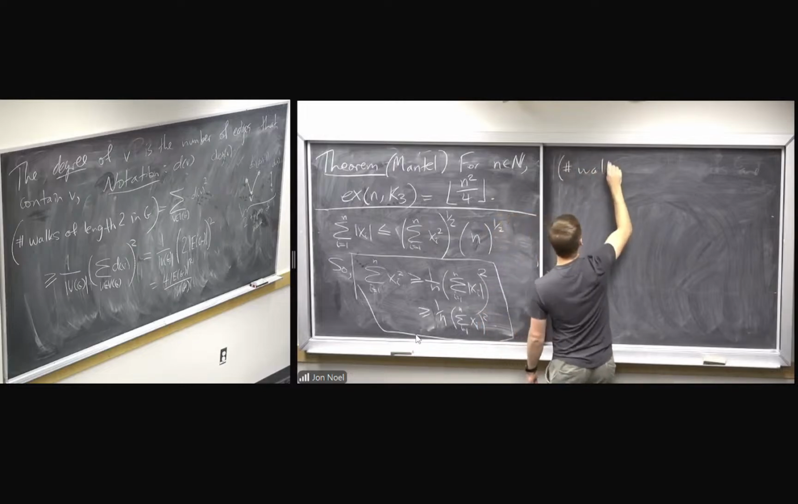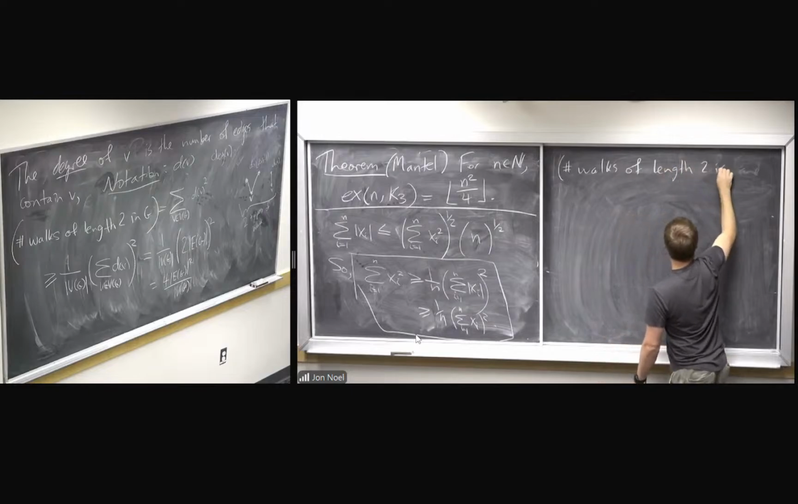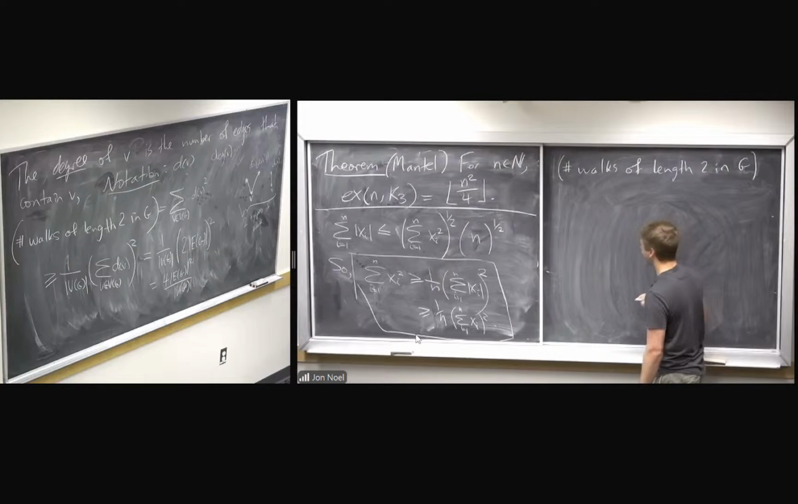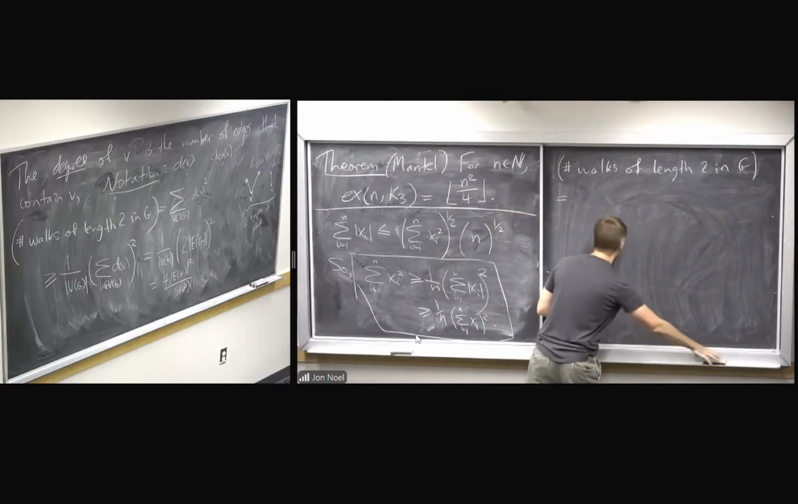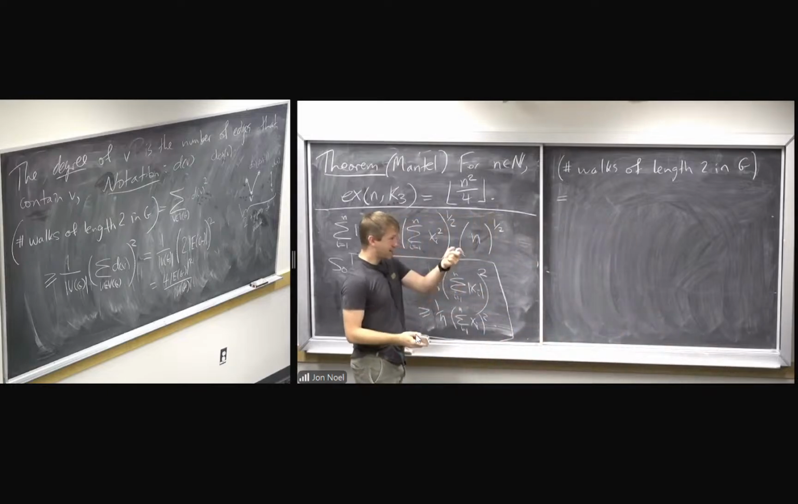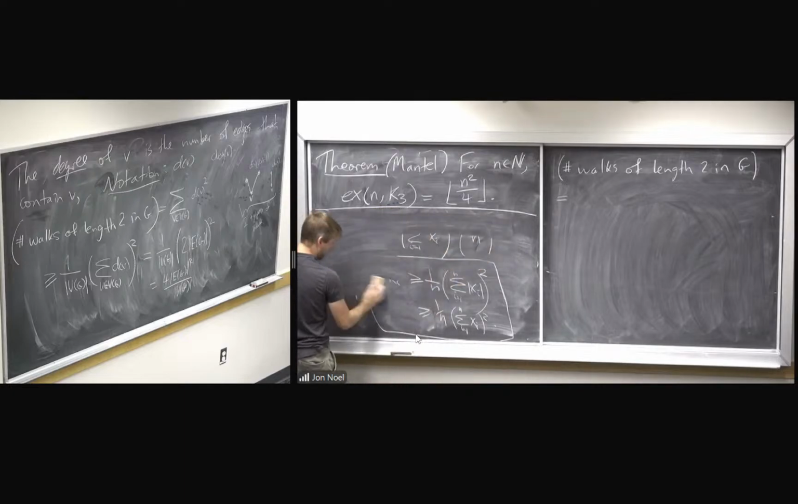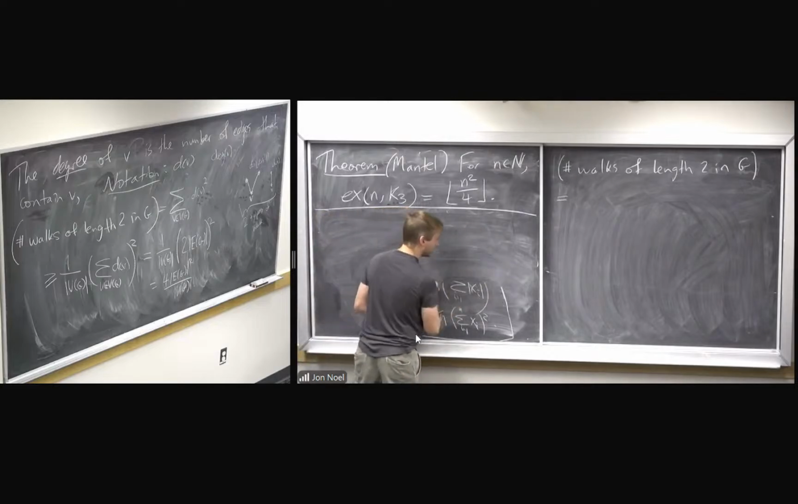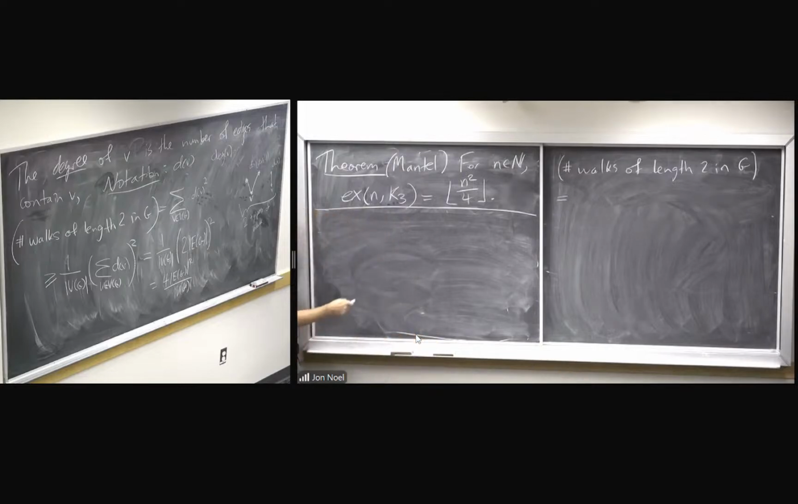So, number of walks of length 2 in G. I'm going to count it again. This time, we're not going to, so last time we picked the central vertex and we asked how many choices there are for the other two. This time I'm going to do it in a way that, to me, seems a bit unusual. What I'm going to do is pick an edge. So step 1, pick an edge.